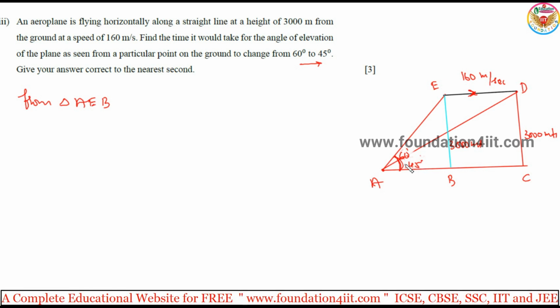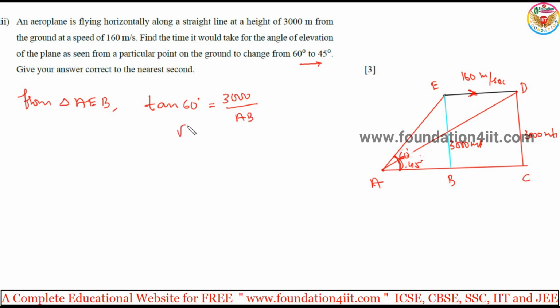In triangle AEB, tan 60 is equal to opposite, which is 3000, by adjacent, which is AB. Tan 60 is root 3. So root 3 equals 3000 by AB, then from this AB is equal to 3000 by root 3.